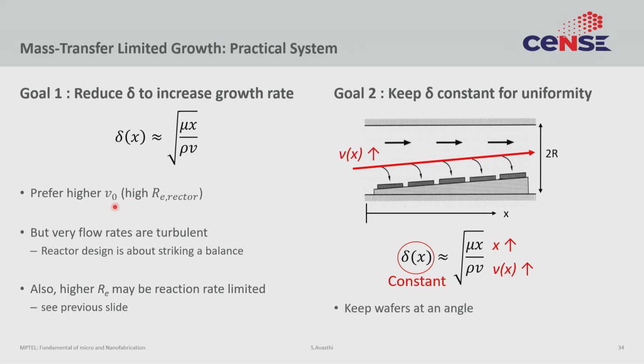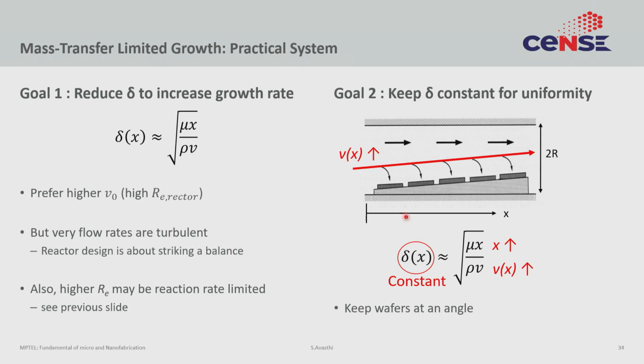And higher V naught simply means that we design a reactor with a higher Reynolds number. But there is a limit here. We discussed during the laminar flow lecture that at very, very high Reynolds numbers, the flow becomes turbulent, and when the flow becomes turbulent, then all bets are off. There are other kinds of non-uniformities that occur. So there is an upper limit to how fast V naught can be. Also at very high V naughts, you tend to become reaction rate limited, as I just showed in the previous slide. The second goal is to keep whatever value of delta we have constant across the wafer.